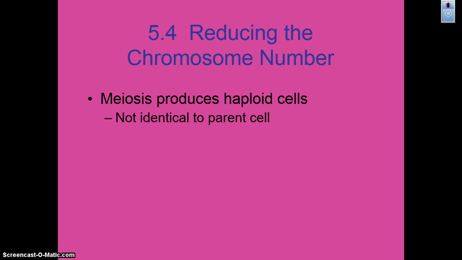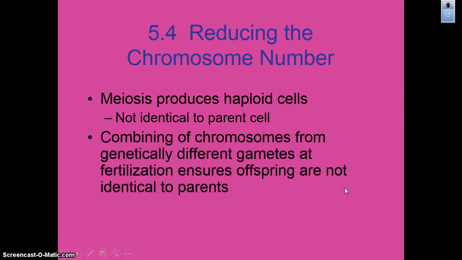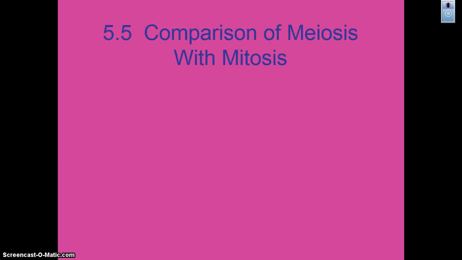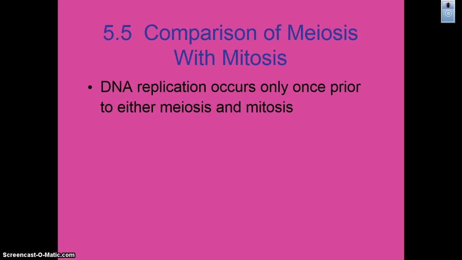All right, the haploid cells are not identical to the parent cells. With the combining of chromosomes from genetically different gametes, fertilization ensures the offspring don't look identical to the parents at all. The genetic variability is the main advantage of sexual reproduction. This is why you don't look exactly like either parent, but kind of a blending of both. And in some, there are totally new facial features and things that neither parent has.